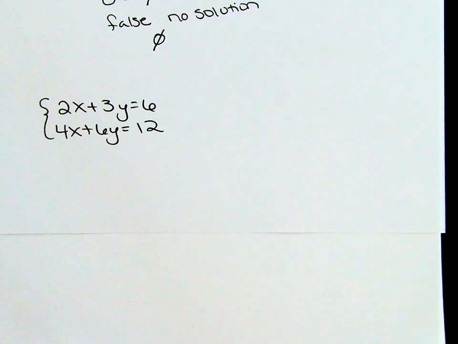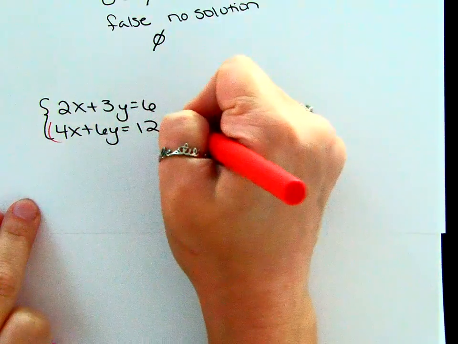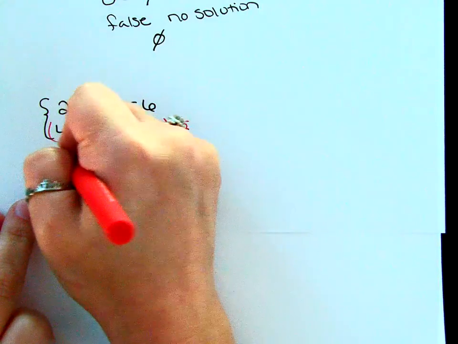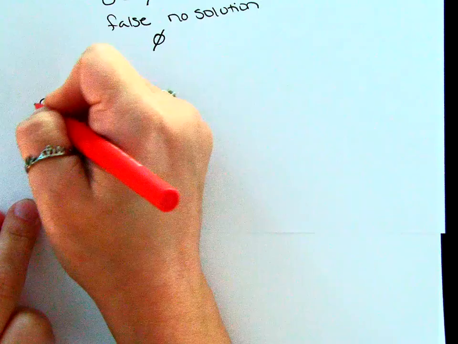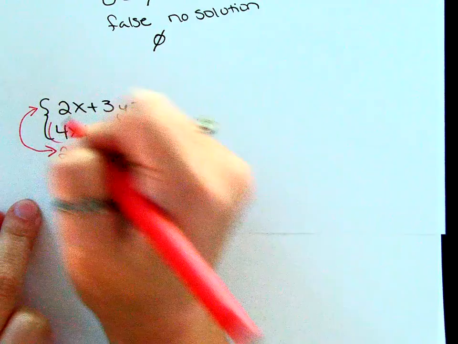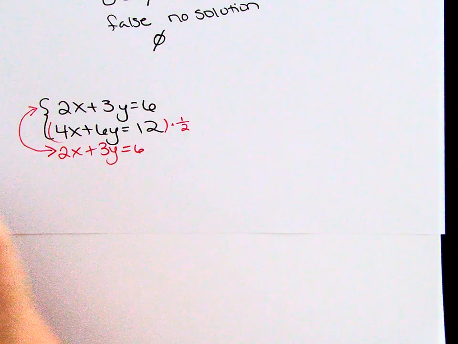So yes, if we multiply this bottom equation by a half, which you are totally allowed to do, you'll get 2x plus 3y equals 6. And as you can tell, those are the exact same equation. So what do you think that means? Infinitely many solutions. So this is what it looks like, though, if you actually work through it.